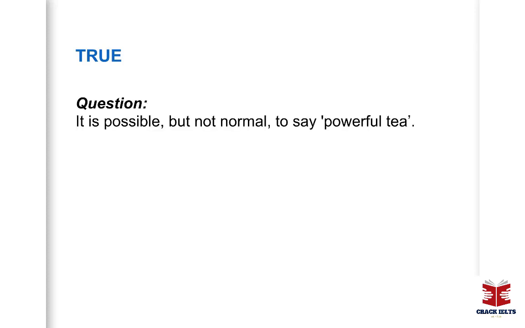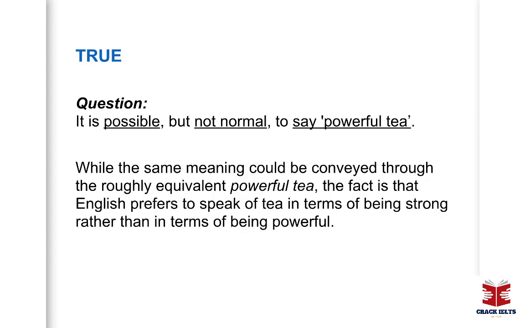It is possible but not normal to say poverty. That is a True, False, Not Given question. Well, the first thing before looking at the passage, we need to underline the keywords in the question. Here: possible, not normal, and say poverty. I think poverty is the main phrase, a main keyword for this question, because it is a very strong word that we can search for easily.